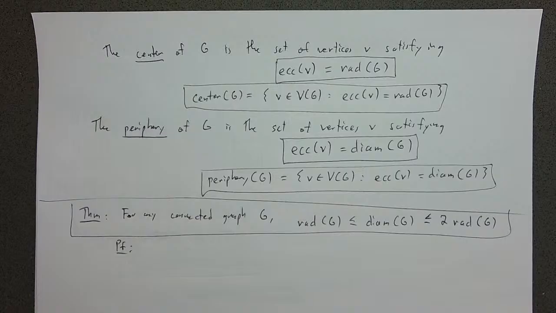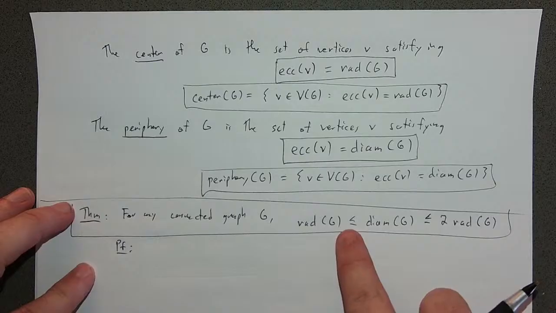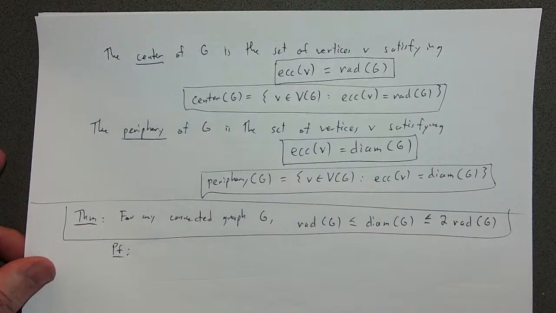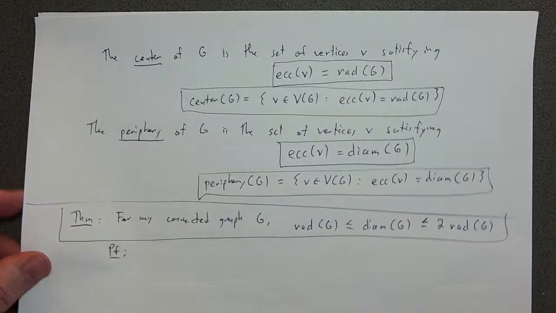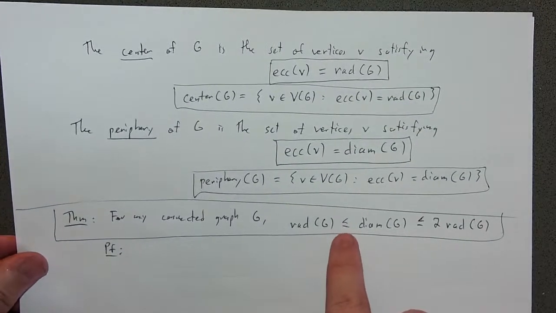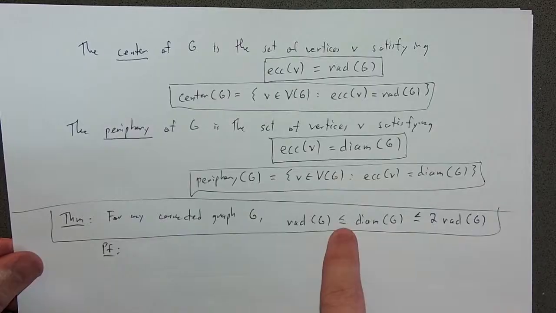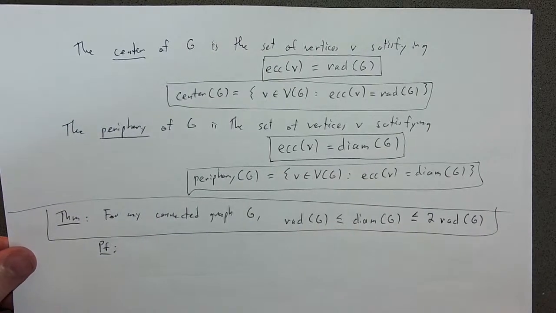But before I do, I want to think about what it means if the radius and diameter are equal. I'm including that as a possibility in the statement of this theorem. But why? Why is this not strict? Let's consider a quick example.